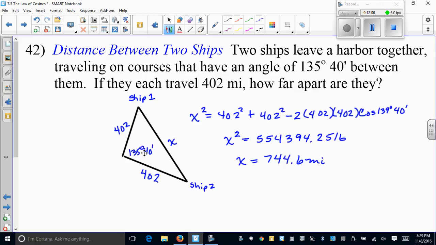Now, actually the two angles will be the easy part, because this is 402, this is 402, which means this is an isosceles triangle, which means you take whatever is left and divide it in half, and you have your other two angles.